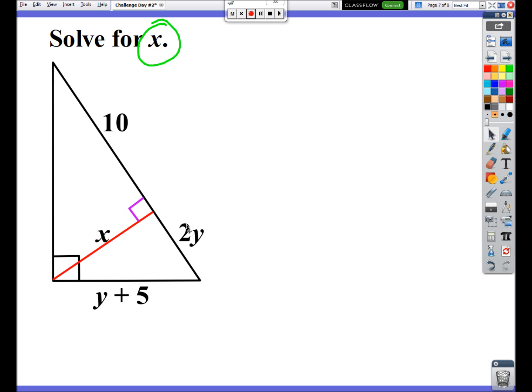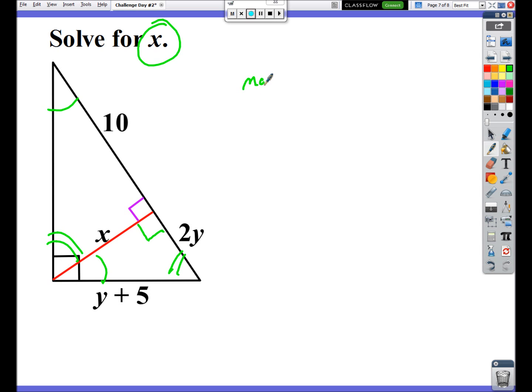So, let's put some angle markings in here, right? This is a 90. Let's put one arc mark up here, two down here, one here, two there. Now, initially, I noticed that x is a side in the mama triangle and the baby triangle. So maybe I try using the mama and the baby triangle.